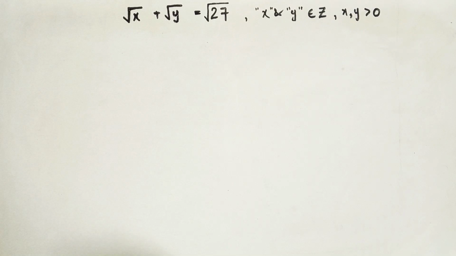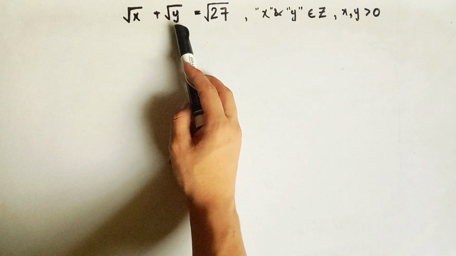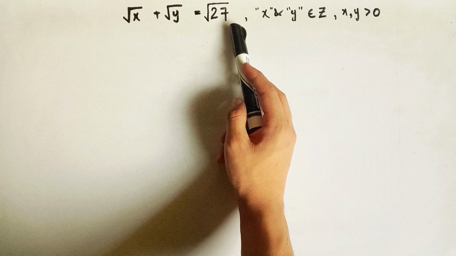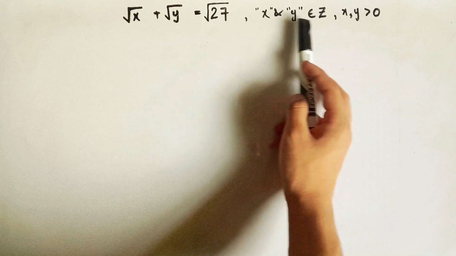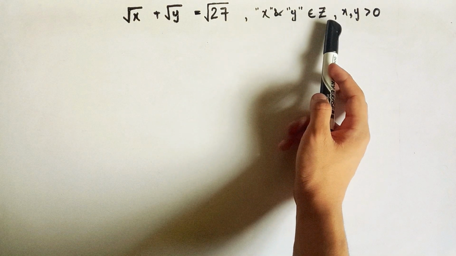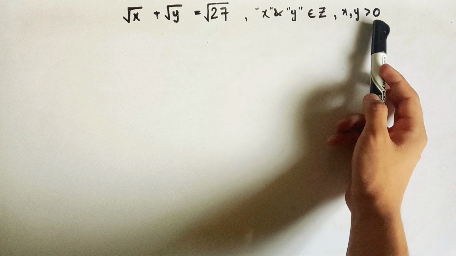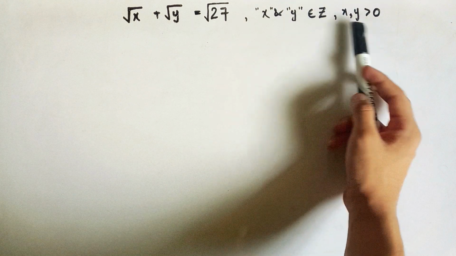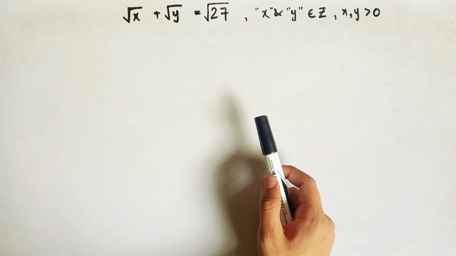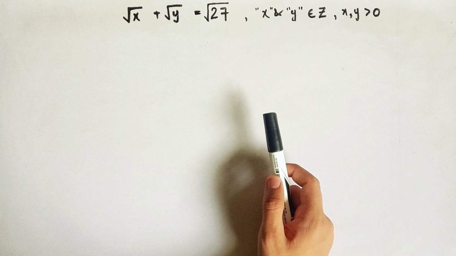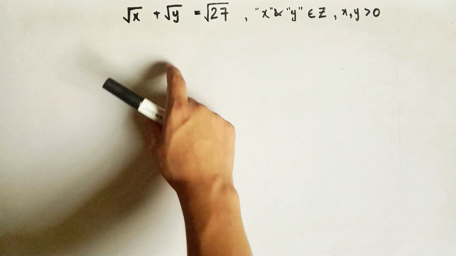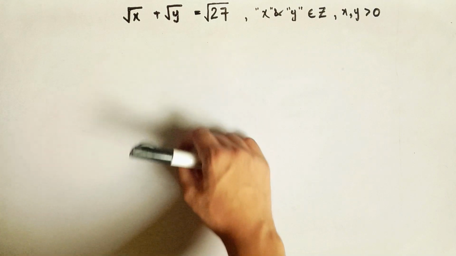So we have this equation that root of x plus root of y equals root of 27, and we have x and y as integers, and x and y are greater than 0, so these are positive integers. And we have to find all the possible ordered pairs that satisfy this equation.